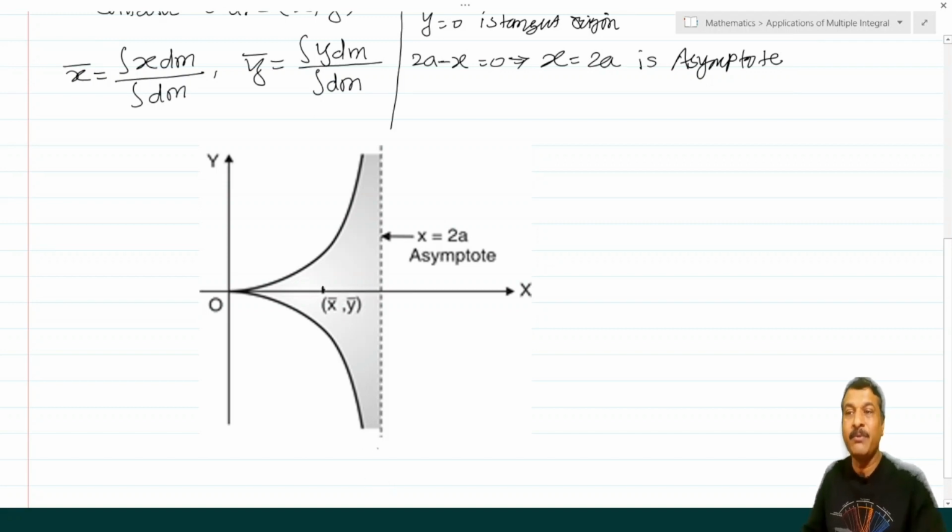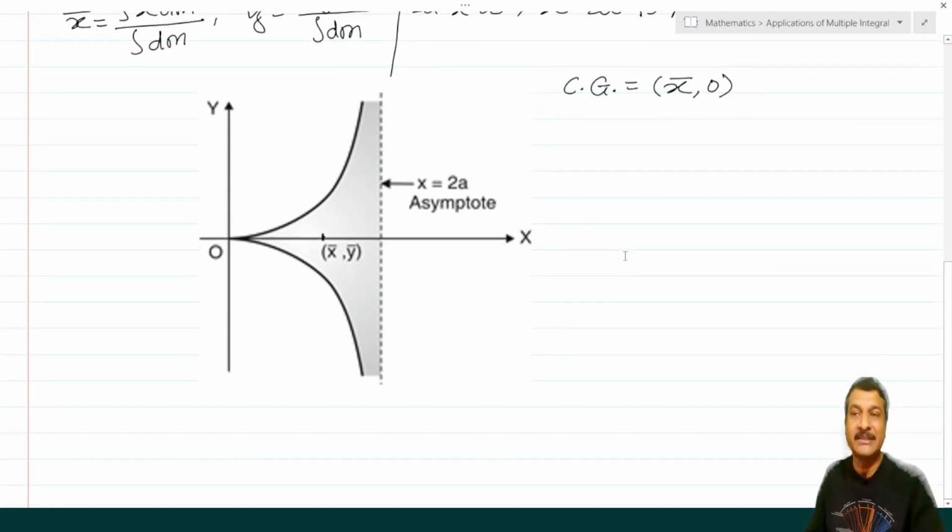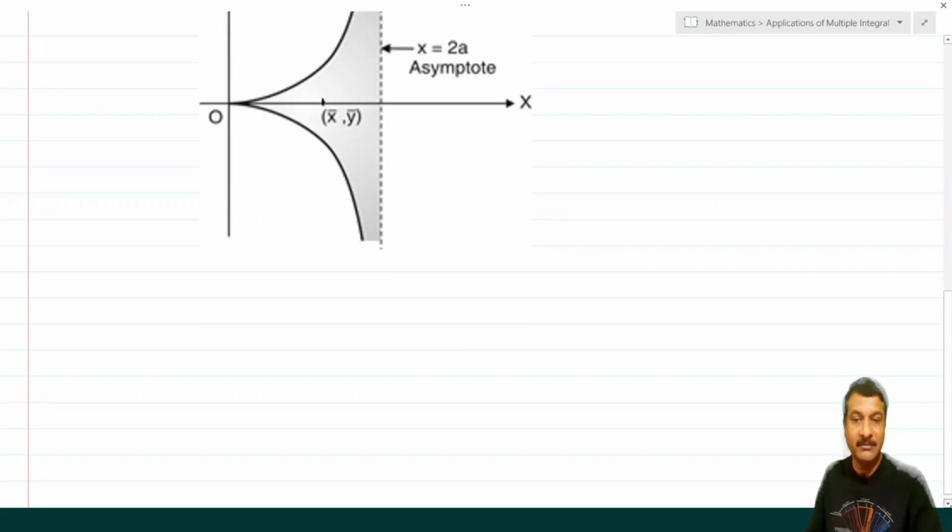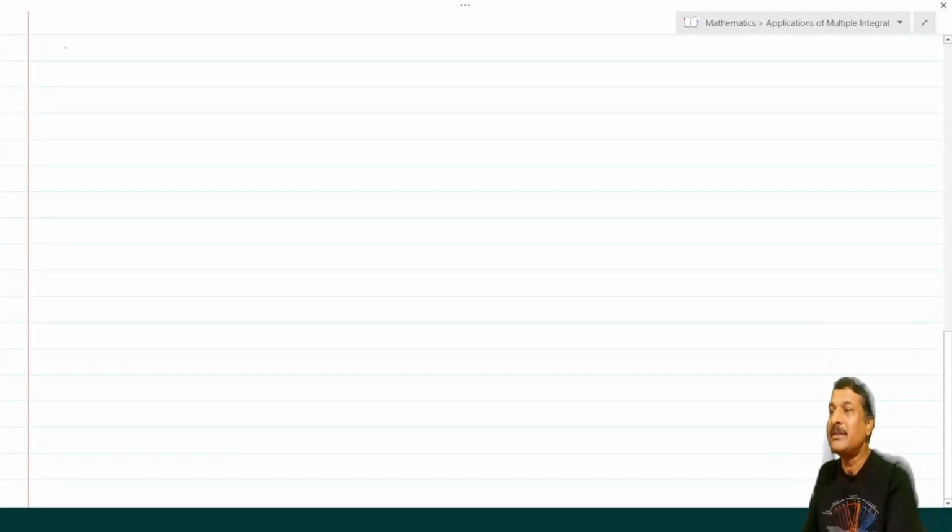So what is the center of gravity? It is x bar comma 0, because on the x-axis y bar is 0. So only one part we have to find, that is x bar. Note that it is a plane, meaning a two-dimensional figure. So what is x bar?